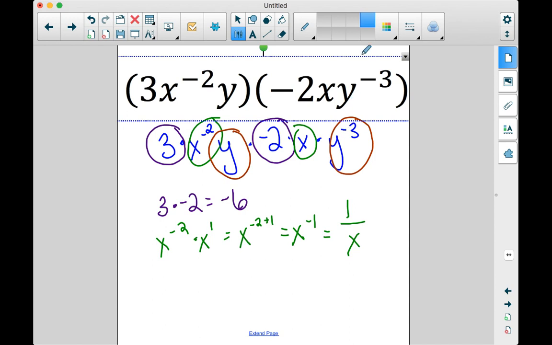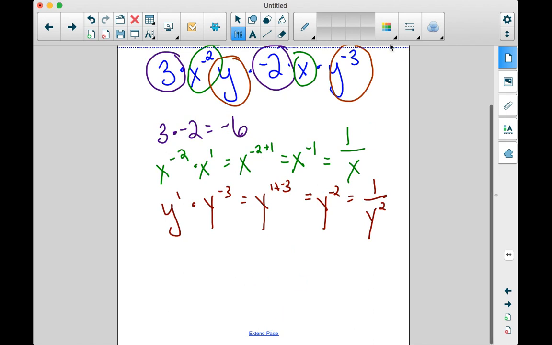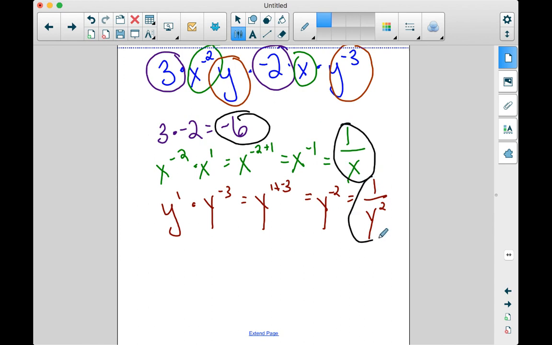And then my y's. My y's would be y to the 1st times y to the negative 3rd, which equals y to the 1 plus negative 3, which equals y to the negative 2, which equals 1 over y squared. And now I can go ahead and combine them.